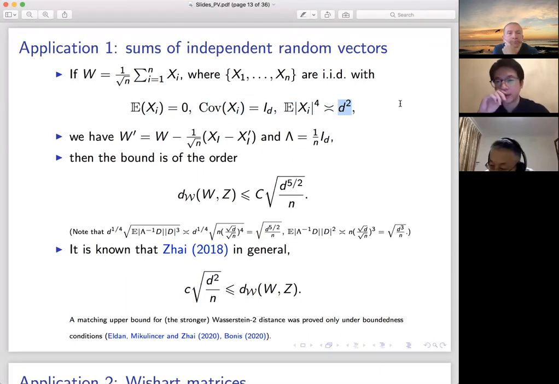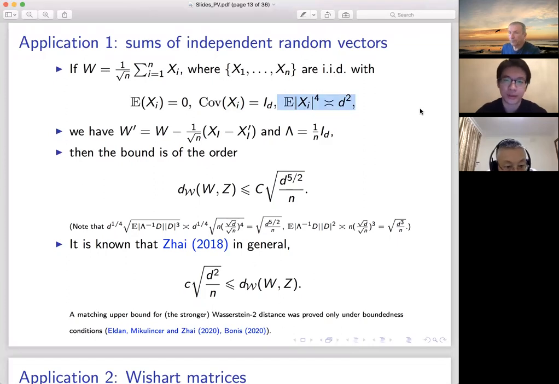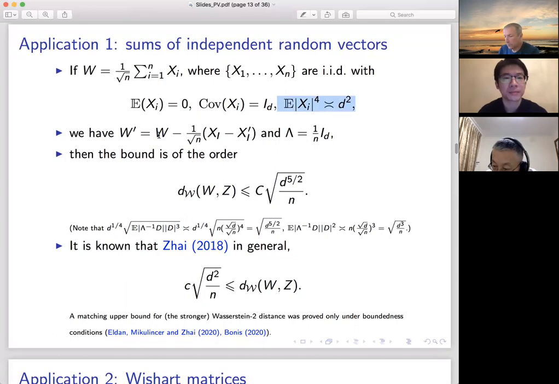Another way to understand it is that xi is a d-dimensional standardized vector. So typically its length is of order square root of d. So when I take the fourth power, it's d squared. That's why we consider this assumption, to check the order of our upper bound.